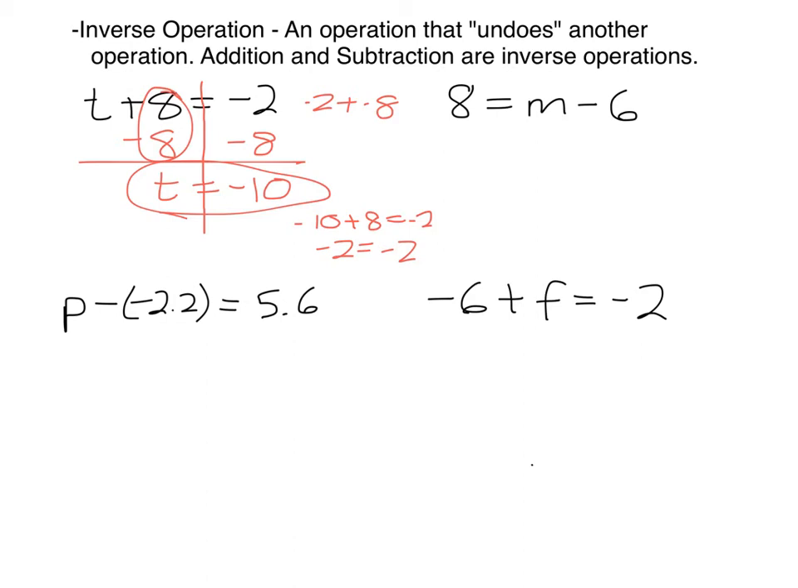Okay? Our second example here, m minus 6 equals 8, or 8 equals m minus 6. Now, in this case, the operation in the equation is subtraction, so we want to use the inverse, which is addition. So instead of minus 6, the inverse is going to be plus 6. And the addition property of equality says I can add 6 on both sides. So negative 6 plus 6 is 0, and I'm left with m equals 14.